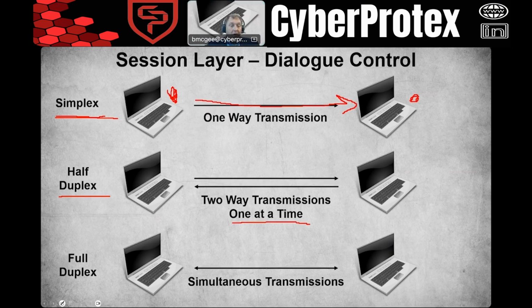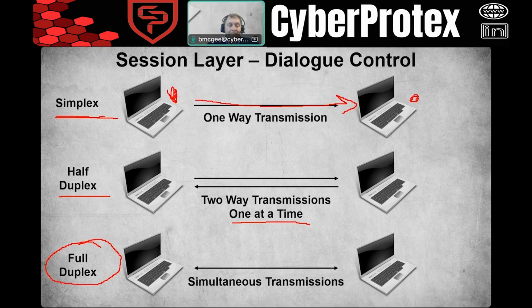Or the preferred way that most of the time modern networks work is full duplex, where anybody can send anything at any given time. And so it's simultaneous transmissions. And because of that, it works pretty well.